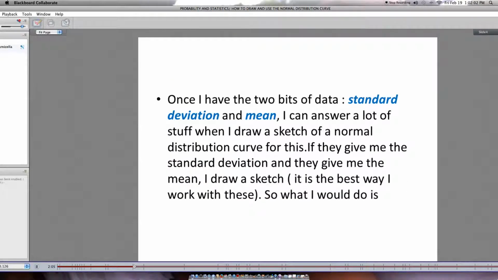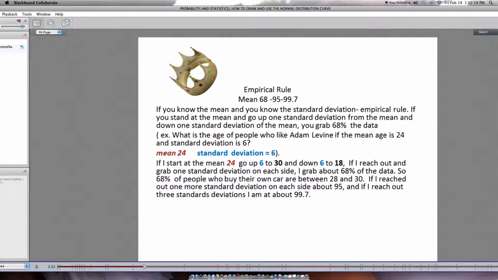Once I have the 2 bits of data, the standard deviation and the mean, I can answer a lot of stuff just by drawing a normal distribution curve. So what I will do is always follow the steps of the standard deviation curve. For instance, if I say to you, what is the age of people who like Adam Levine? If the mean age of people who like him is 24 with a standard deviation of 6, that means if I draw my curve and draw a line down the middle, I will put 24 right there at the middle. And it has a standard deviation of 6.